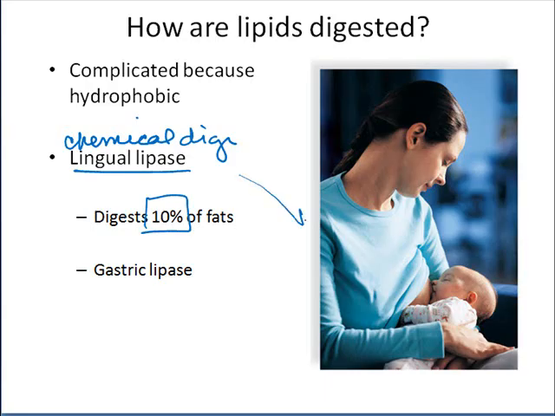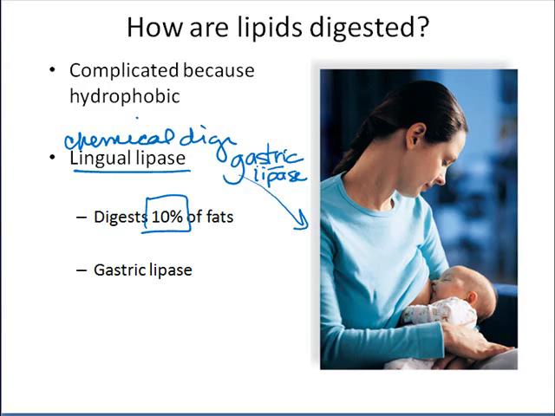I have a picture of a baby breastfeeding here because I wanted to tell everybody that there is another type of lipase called gastric lipase, which, as the name implies, is manufactured in the stomach. In babies, it's produced in very high quantities because their diet is pretty much exclusively breast milk. So we have lots of gastric lipase in addition to the lingual lipase to facilitate the digestion of the very high-fat diet they have. When babies are weaned and start eating solid foods, the amount of gastric lipase that they produce drops dramatically.